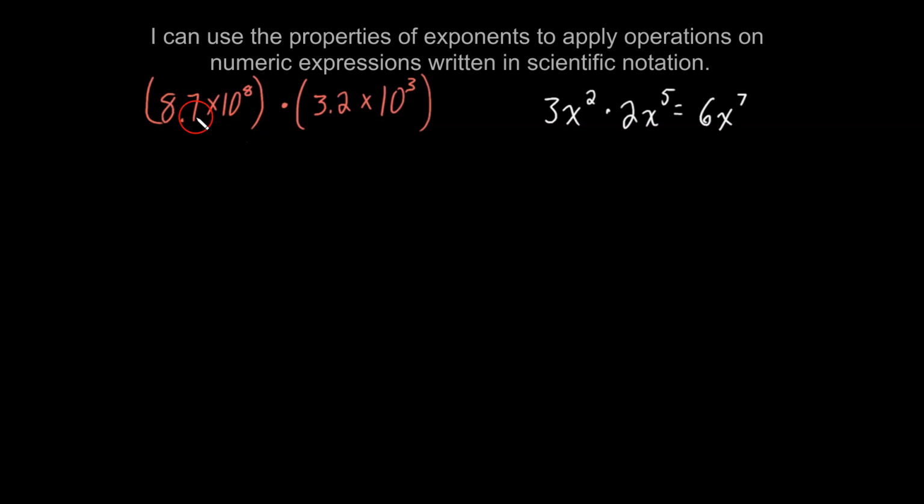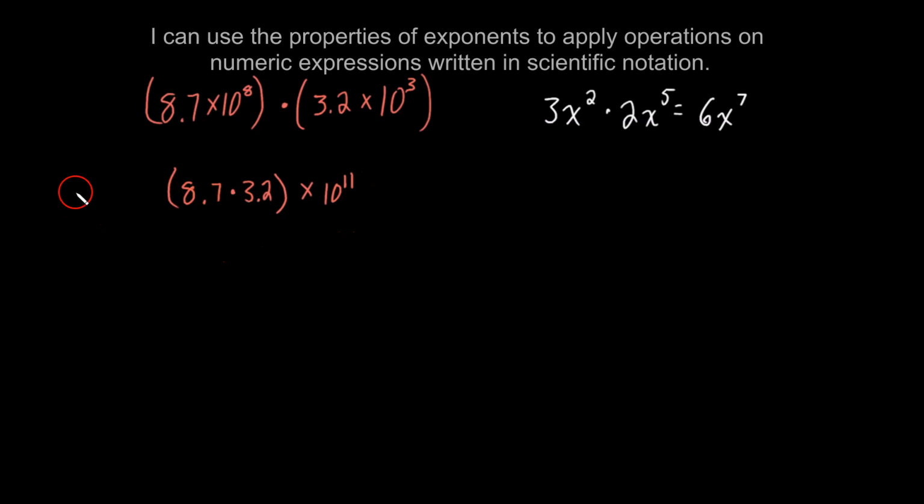Let's think of these numbers in front right here in scientific notation as kind of like our coefficients. So we're just going to multiply those together. So we would take 8.7 and we'd multiply that by 3.2, and then we would multiply that times 10, and think of this as like the variable, the x in this problem. So we take it times 10. They have the same bases. They both have bases of 10. So 10 to the power of, well, 8 plus 3 is 11.